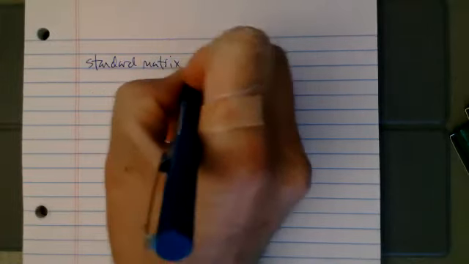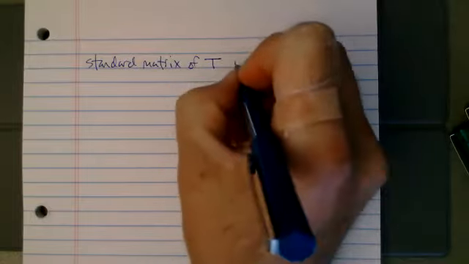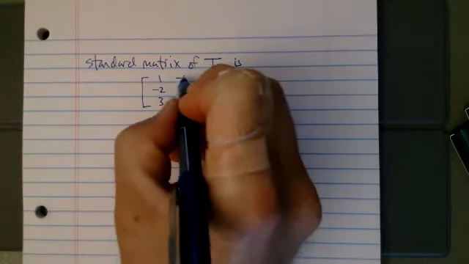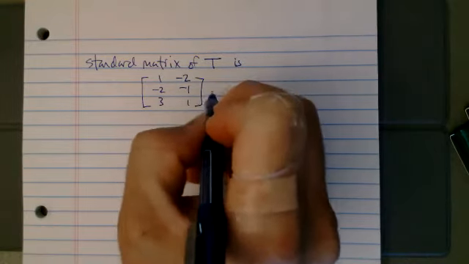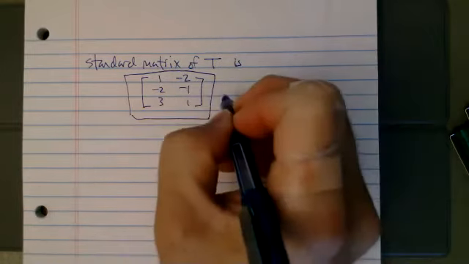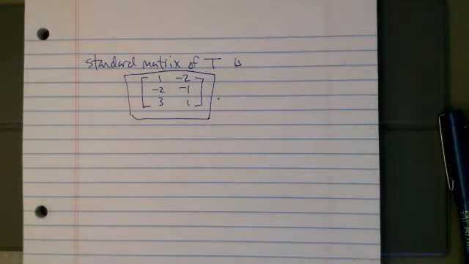So the standard matrix of T has a first column of 1, -2, 3, and the second column is -2, -1, 1. Any questions?